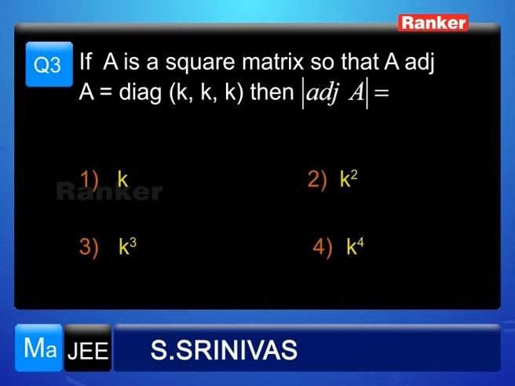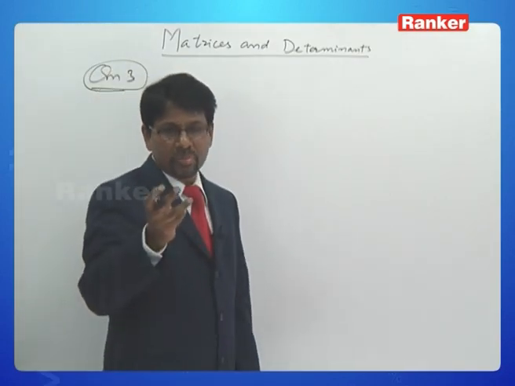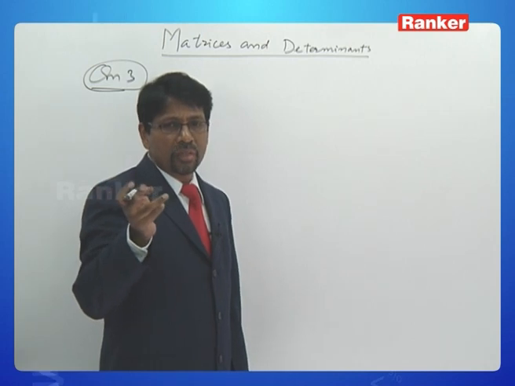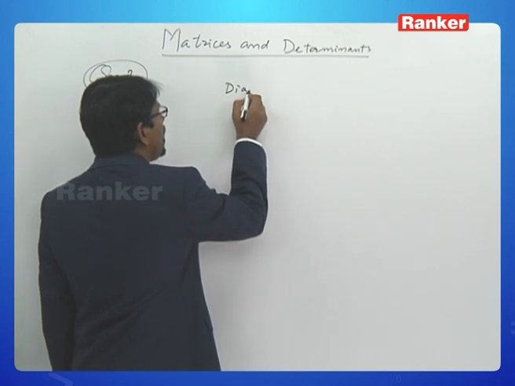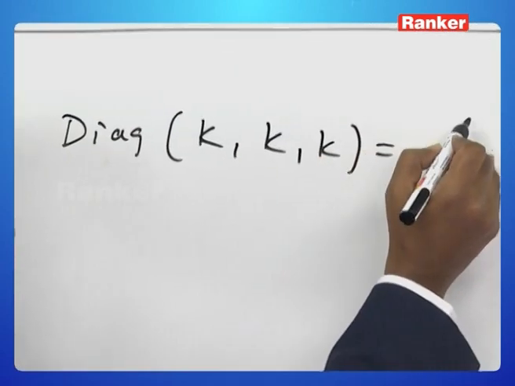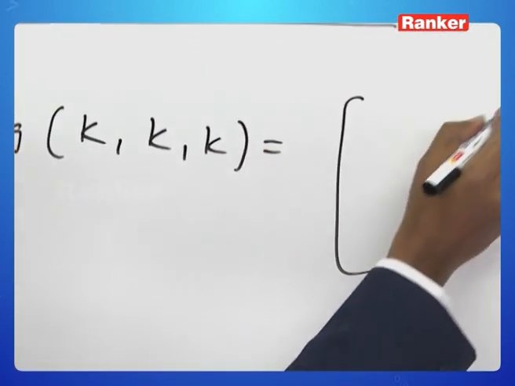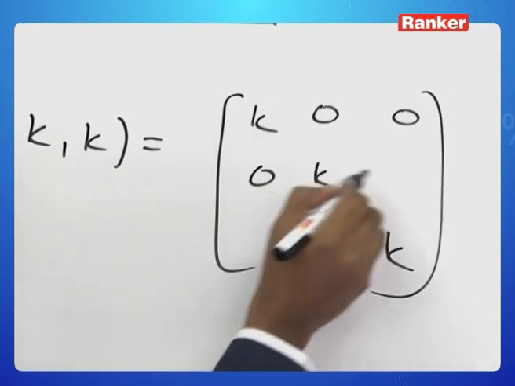equal to the diagonal matrix diag(K, K, K), then determinant of adjoint of A is equal to 1) K, 2) K square, 3) K cube and 4) K power 4. It's evident that A has to be a 3 by 3 matrix because on the right hand side we are given a diagonal matrix of K, K, K. That means the diagonal entries are K, K, K. It is this matrix, and the rest of the entries are all zeros.